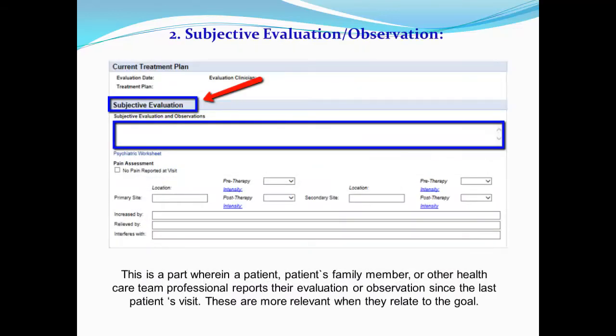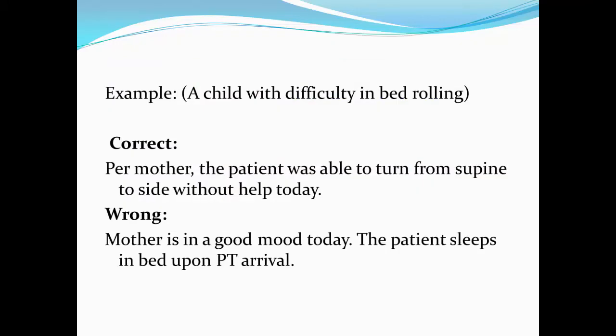2. Subjective evaluation and observations. This is a part wherein a patient, patient's family member, or other health care team professional reports their evaluation or observation since the last patient visit. These are more relevant when they relate to the goal. Example, a child with difficulty in bed rolling. Correct: per mother, the patient was able to turn from supine to side without help today. Wrong: mother is in a good mood today. The patient sleeps in bed upon PT arrival.